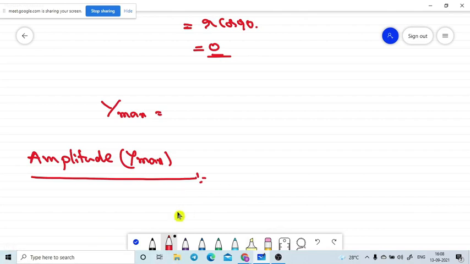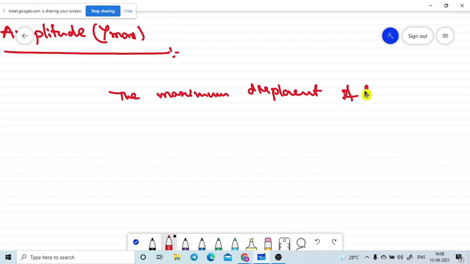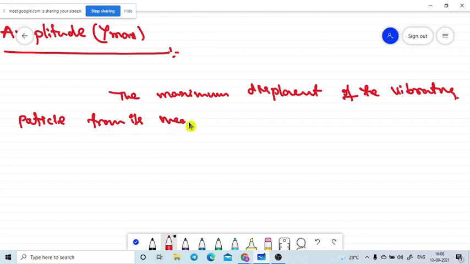Let me write that one. The maximum displacement of the vibrating particle from its mean position is called amplitude. So what is the amplitude of the particle in our case? The amplitude will be denoted with the symbol y maximum only.